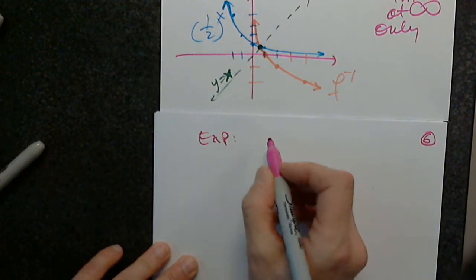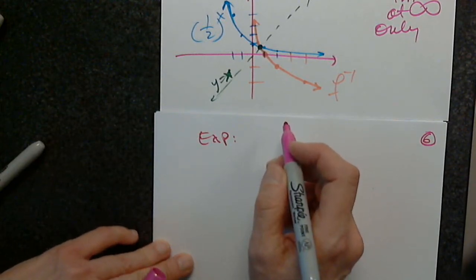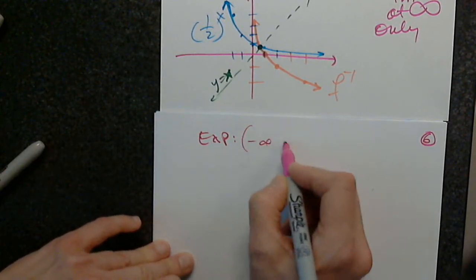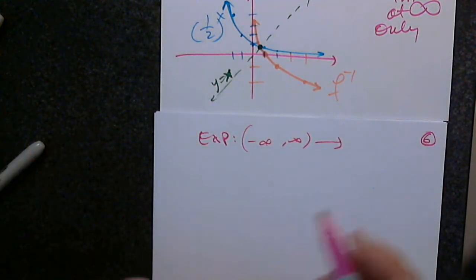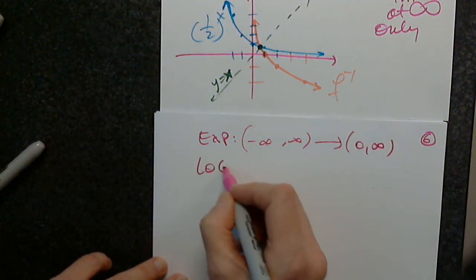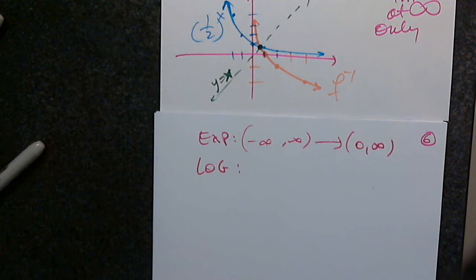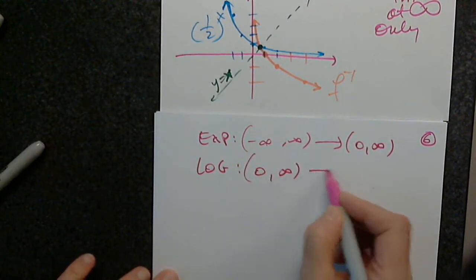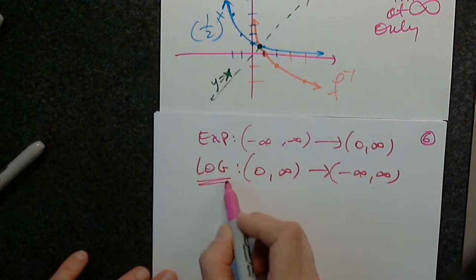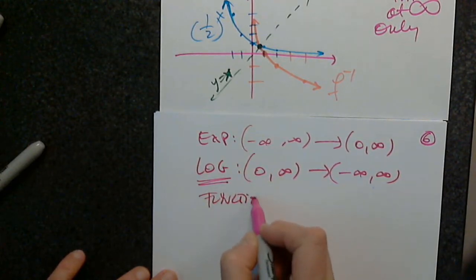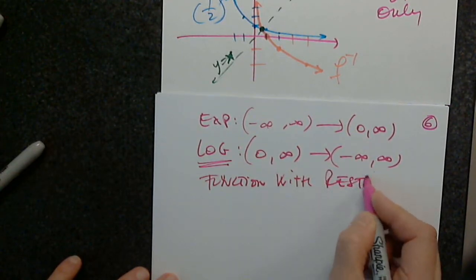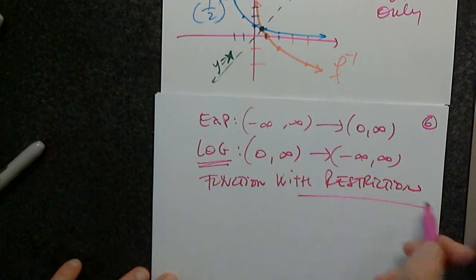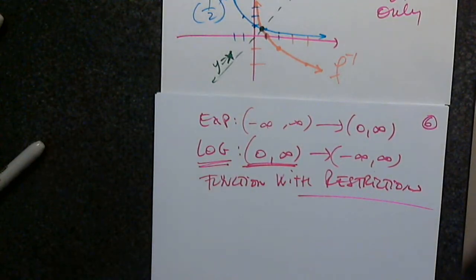If the exponential function is defined on, one more time, friendly or not, all real numbers, and the range of the exponential function, regardless of the base, is 0 to infinity, what will be the inverse function's domain and range? Exactly. 0 to infinity, negative infinity to infinity. This is a function with problems or with restrictions. It requires only positive numbers, not a friendly function.